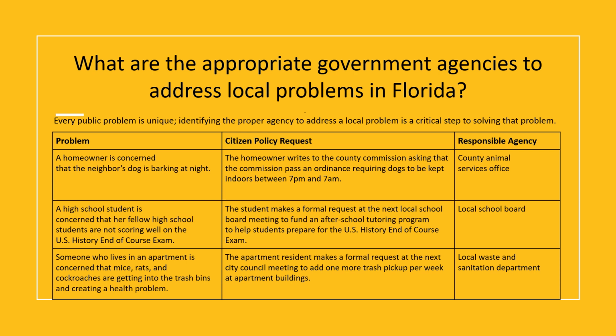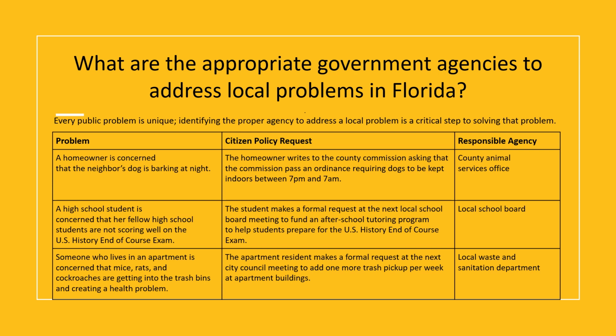So now we will ask ourselves, what are the appropriate government agencies to address local problems in Florida? Every public problem is unique. Identifying the proper agency to address a local problem is a critical step to solving that problem. Let's first look at a problem that some of us may have experienced. Some of us might not consider it a problem. But a homeowner is concerned that the neighbor's dog is barking at night.